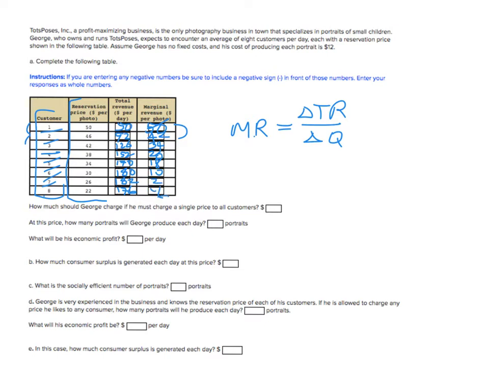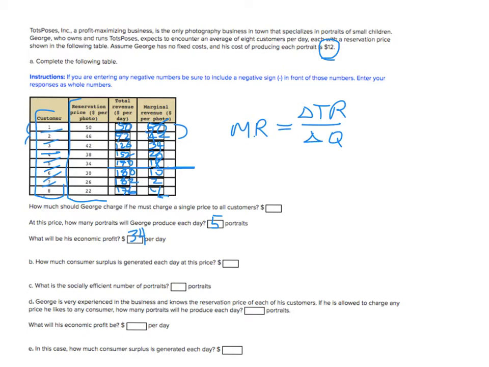So how much should George charge if he's a single price monopolist, and how many portraits? Remember that he has this opportunity cost of producing a portrait of 12. So every portrait that yields a marginal revenue greater than 12 should be offered. So he'll offer that 5th portrait, but not the 6th. And that means he'll offer 5 portraits per day, and he'll charge 34 per portrait.